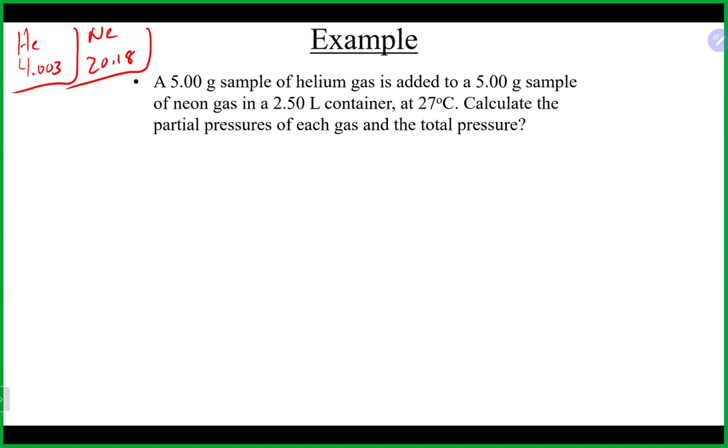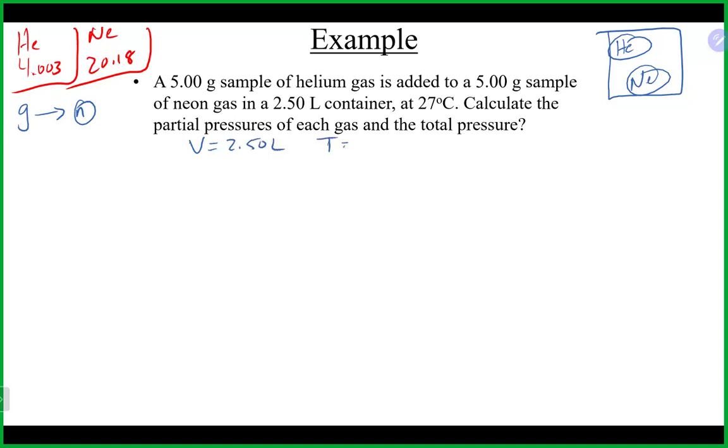All right, so let's take a look. Again, in this situation, we basically have a container with helium floating around and some neon floating around as well. We're looking for the partial pressures of each of these. If we look through the information, we obviously have grams of each, which we can convert to moles. We have a volume of 2.50 liters and a temperature of 27 degrees Celsius.